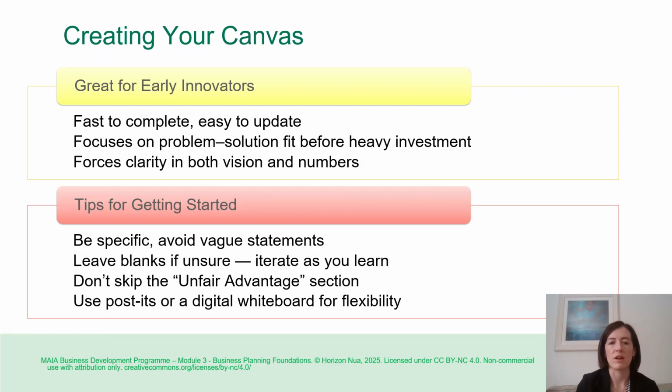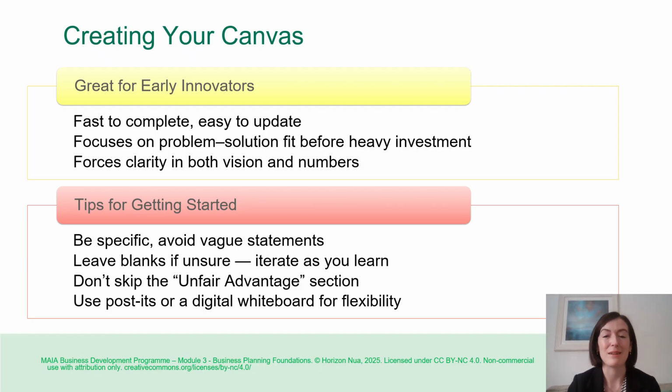The Lean Business Model Canvas is particularly valuable for early-stage innovators because it's quick to complete, easy to update, and keeps you focused on what matters most at this stage, achieving a strong problem-solution fit before you commit to major investments. It also forces you to be clear in both your vision and your numbers, making it easier to communicate your idea to others.